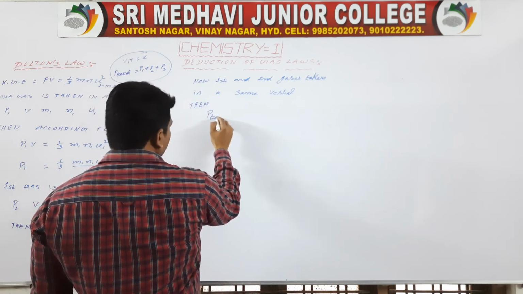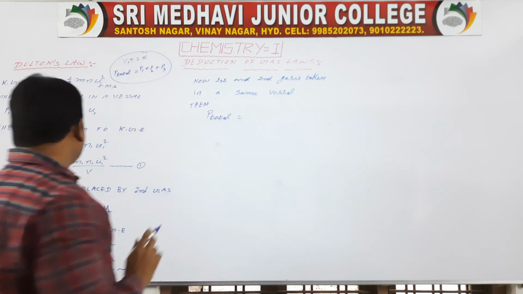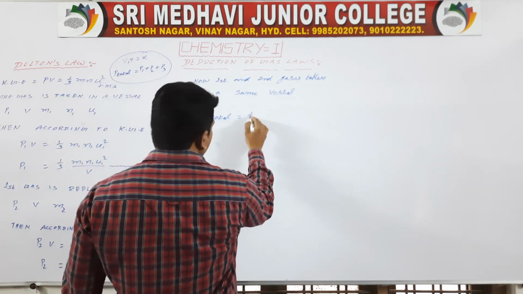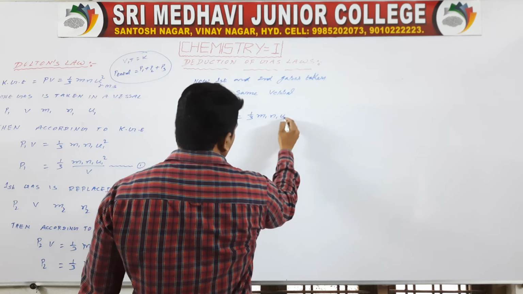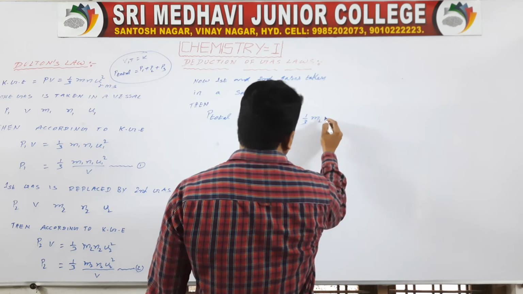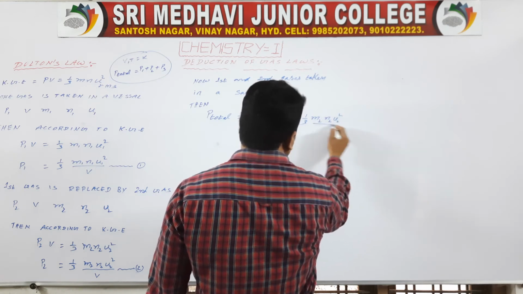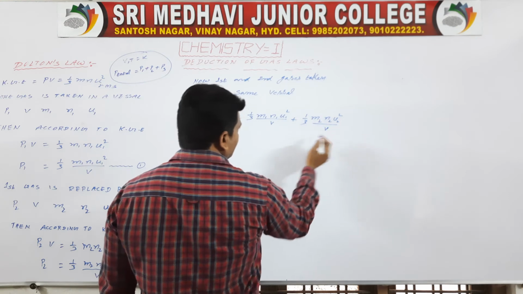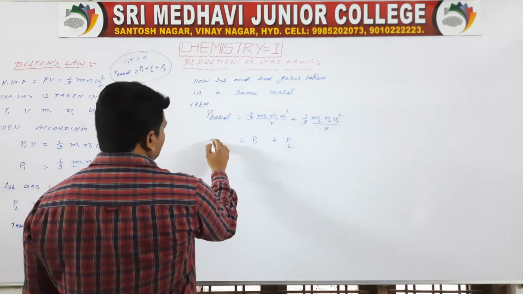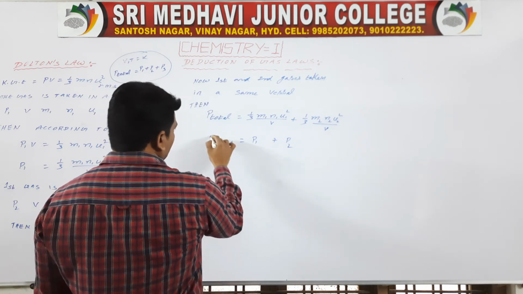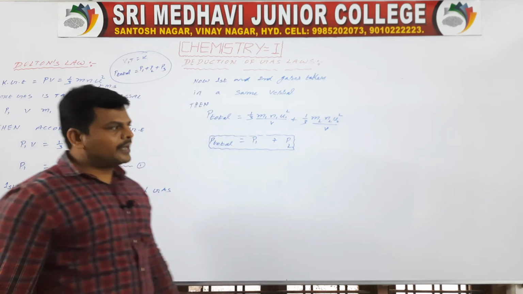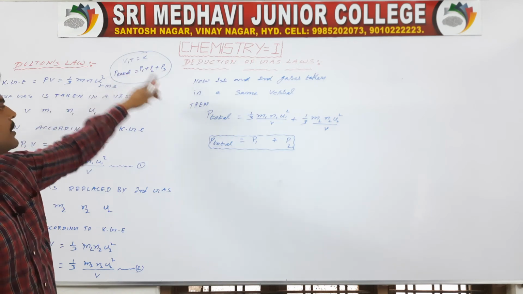P total is equal to P1 and P2. So 1 by 3 m1 n1 u1 square by V plus 1 by 3 m2 n2 u2 square by V. In the place of this one I am writing P1, in the place of this one I am writing P2, then it is P total. Deduced or not? Okay, deduced. So P total equal to P1 plus P2.